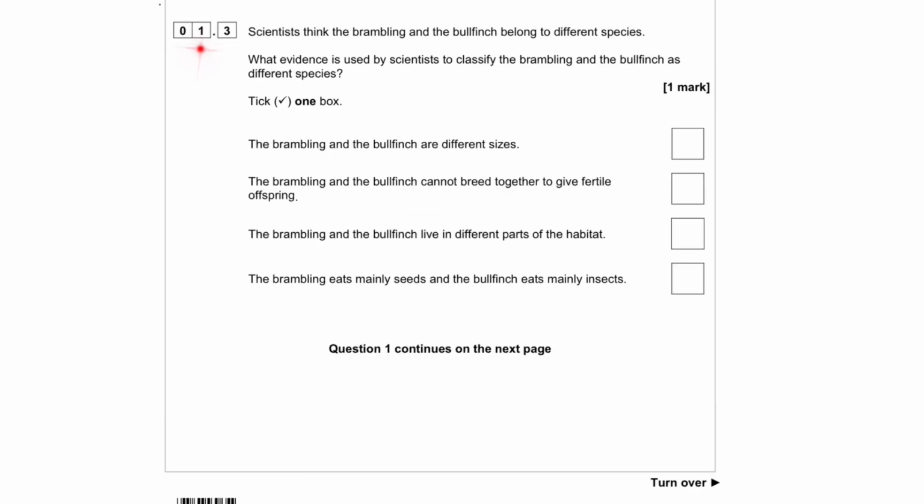Question 1.3. Scientists think the brambling and the bullfinch belong to different species. What evidence is used by scientists to classify the brambling and the bullfinch as different species? Tick one box. Looking at the options: they are different sizes? No. The brambling and the bullfinch cannot breed together to give fertile offspring. That's correct. So the rest will not be correct.